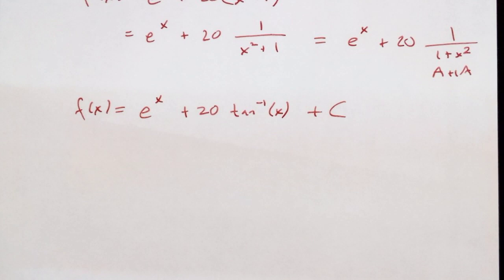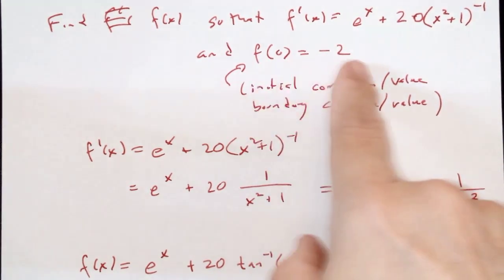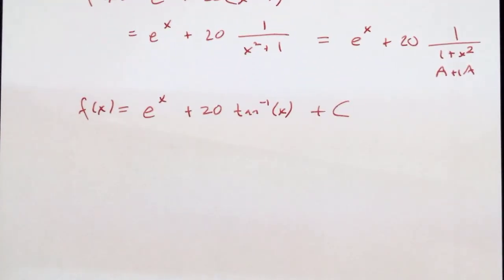This is the general antiderivative. But I want to be more specific. I want a particular antiderivative. I want the one that's got a y-intercept of negative 2. Because that's what that value is. It's f of 0, and f of 0 is the y-intercept of my graph. So I'm telling you, you have all these parallel curves to pick from. I want the one that goes through this spot. f of 0 is what happens when I put in 0. So put in 0, and I should get out negative 2.